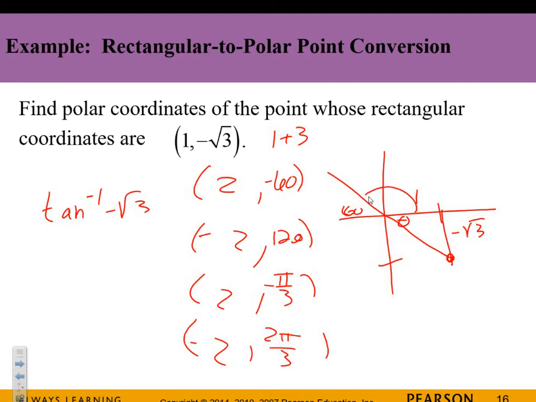I just did Pythagoras' theorem. 1 squared plus negative radical 3 squared. Did I do that right, guys? Yeah. Is equal to c squared, or distance, or radius, whatever you're going to call it. So this is 1. This will be 3. Equals radius squared. This is 4. Square root of both sides, you get 2 for the radius.